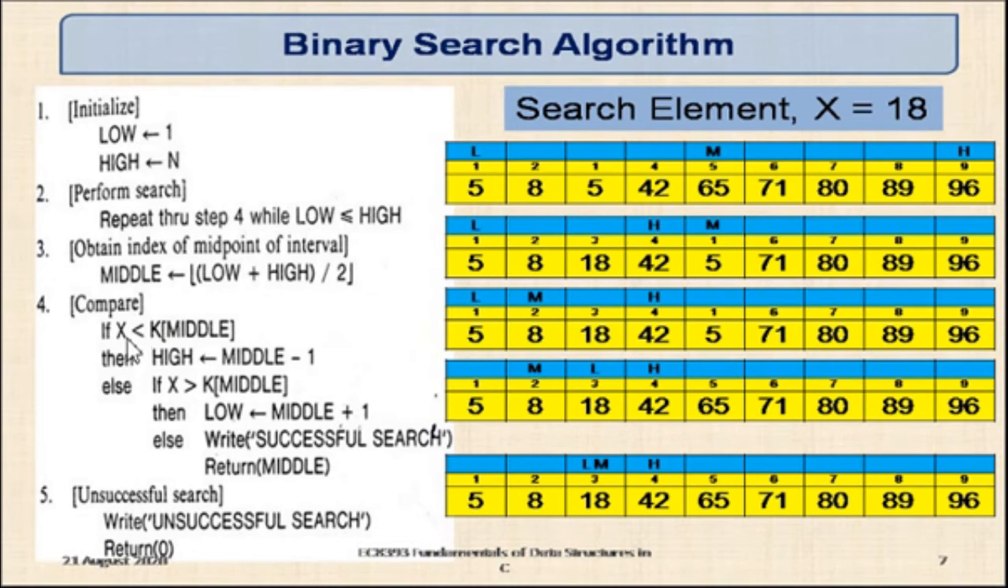Then compare. If x is less than k of middle, middle is now 5. So k of middle is 65. X is assumed to be 18. So 18 is less than 65. Condition satisfies. Then high is equal to middle minus 1.